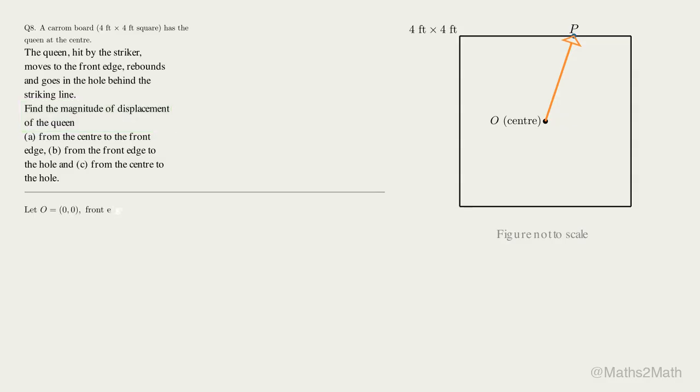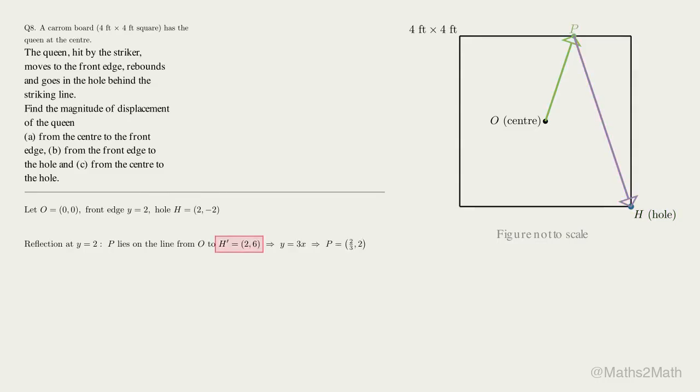Take the center as origin. The front edge is the line y equals 2, and the hole is at the corner, (2, minus 2). Let the queen strike the edge at P, (x, 2). Equal angles of incidence and rebound give, by similar triangles, 2 over x equals 4 over 2 minus x. Solving with the reflected image of the hole, x is 2/3.